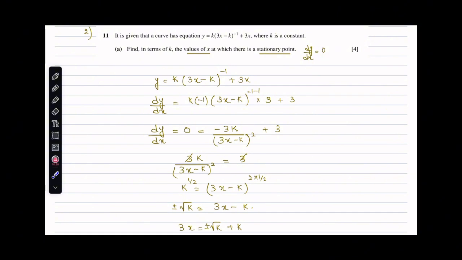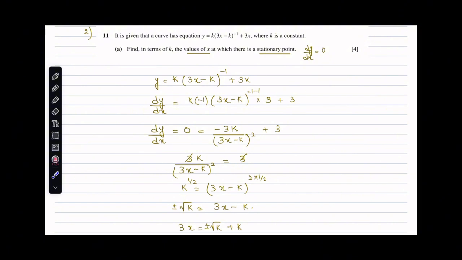This then shall be equal to k times minus 1 times 3, which is a negative 3k, divided by 3x minus k the whole square, and then a plus 3. So solving it further, it's 3k over (3x minus k) the whole square equals 3. The 3 gets simplified, and then I can say it's k equals (3x minus k) to the power square. To eliminate the square, I shall be taking the square root on both sides, so that I will be left with plus minus square root of k, which shall be equal to 3x minus k.